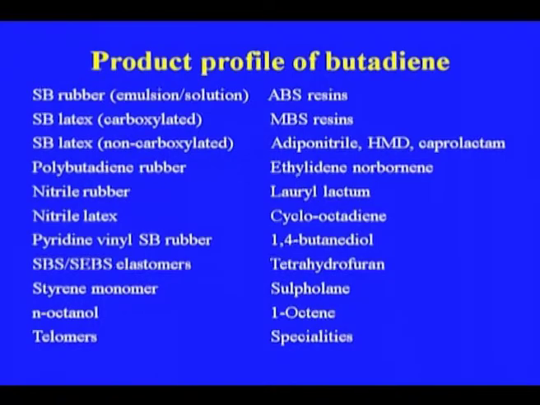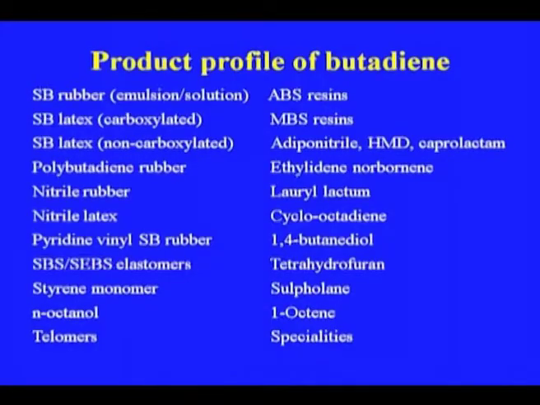Nitrile rubber, nitrile meaning the combination of styrene and acrylonitrile rubber. Pyridine vinyl rubber, SBS, SEBS, elastomer, styrene monomer, N-octanol, ABS resin, MBS resin, adiponitrile. This is one of the very important outlets for hexamethylene diamine and adiponitrile in the manufacture of nylon 66, where you need hexamethylene diamine and adipic acid for making the nylon salt, which is then polymerized to nylon 66.